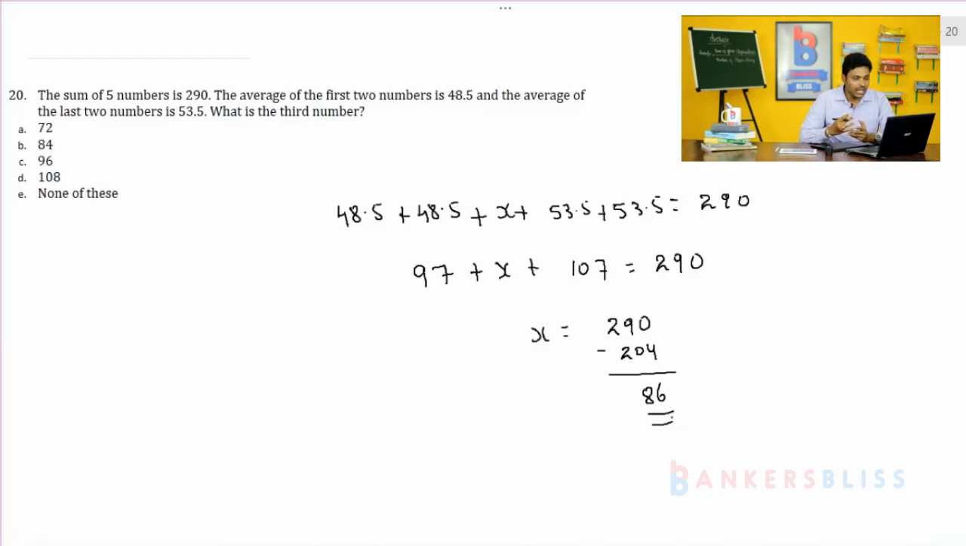So 48.5 and 48.5 make 97, 53.5 and 53.5 make 107, so altogether you will get 204. Then 290 minus 204, you end up with 86. So the answer is E, none of these.